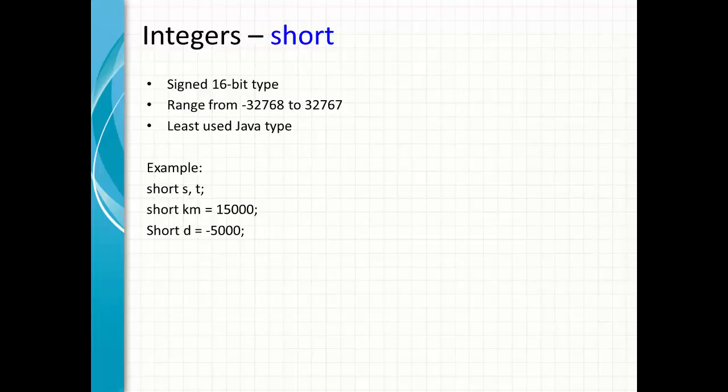And how to define it? You can see the example here, short km is equal to 15,000, short day is equal to minus 5,000. Remember that short is again a signed 16-bit type, so it can store into 16 bits, 2 bytes.